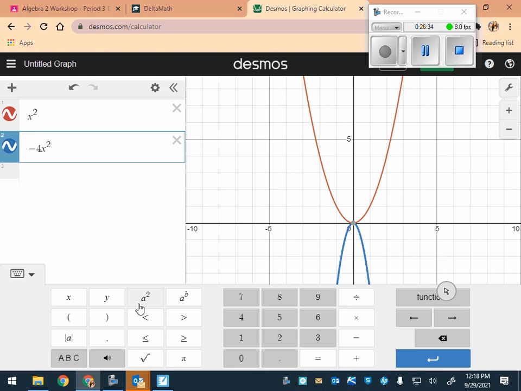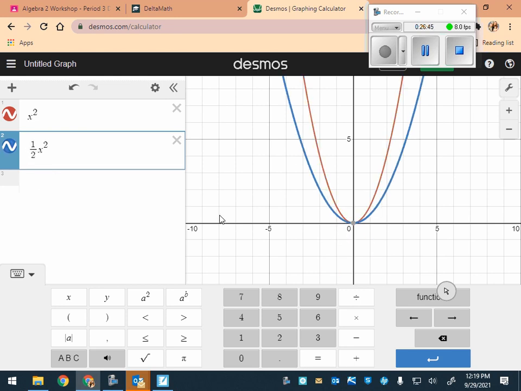Is there another example of an A value that you guys used? Yeah. 1/2. What did you notice? Good. Okay.